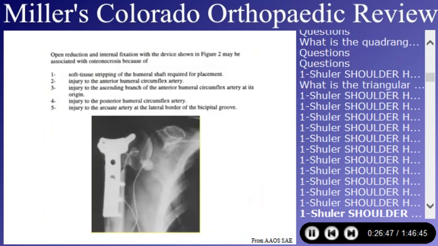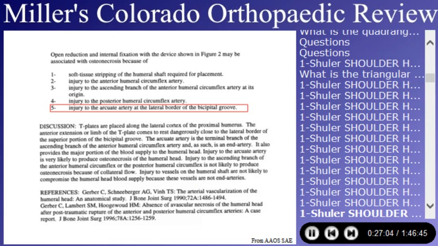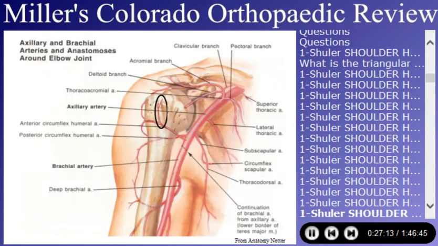The open reduction internal fixation device shown may be associated with osteonecrosis due to what? You've got to know the blood supply to the humerus. The blood supply to the humeral head is off the anterior humeral circumflex artery. It's an artery that goes up called the arcuate artery on the lateral border of the bicipital groove. Injury to the arcuate artery, on the lateral border of the bicipital groove. That's why this plate puts direct compression on it and it can cause osteonecrosis. I'll show you here. Coming down, right here, anterior humeral circumflex artery branches, the arcuate artery coming up to supply the humeral head.